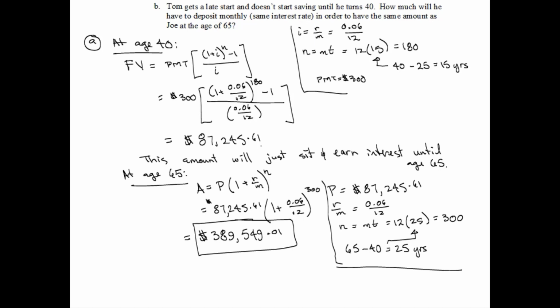Now we move to the second part of the question. We have another gentleman, Tom, who gets a late start and doesn't start saving until he turns 40. How much will he have to deposit each month, assuming the same interest rate, in order to have the same amount as Joe when he turns 65? Okay, so is he making monthly payments? Yes, he is. That means we're going to need the future value of an annuity formula. It involves payments.